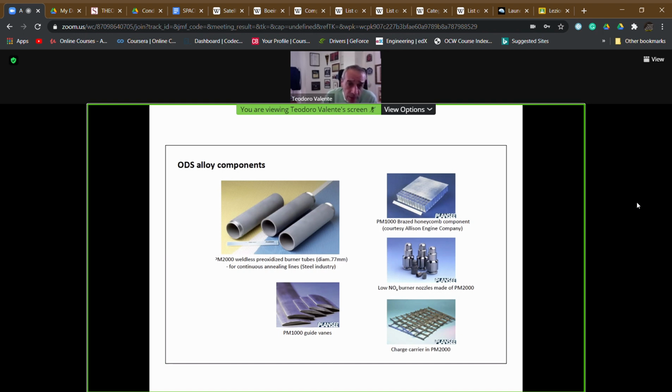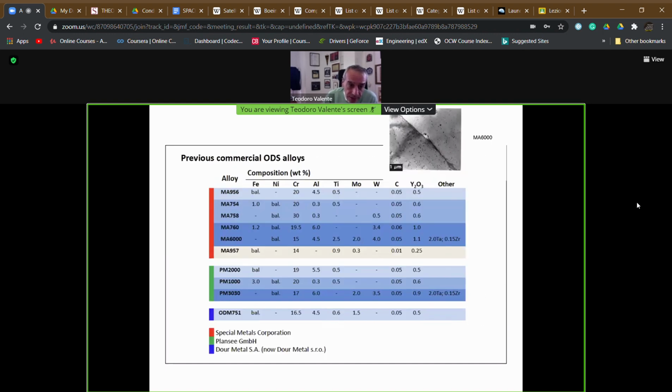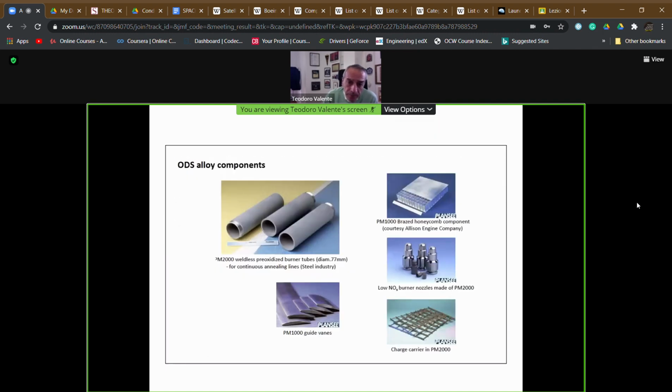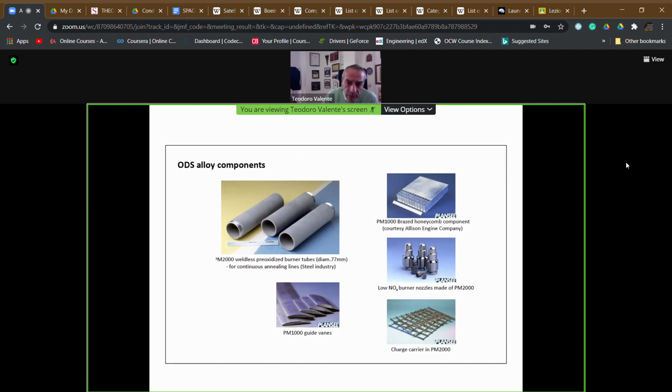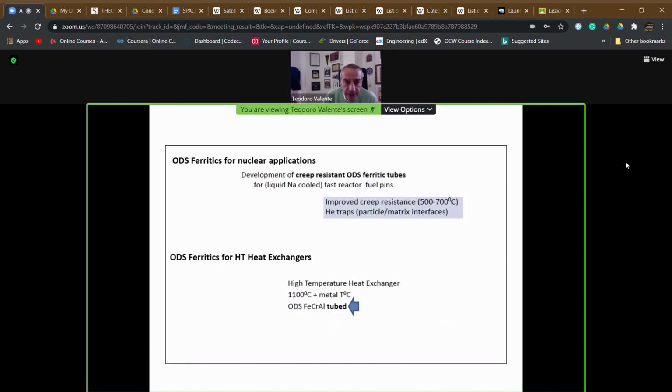For example, pre-oxidized weldless Barnett tubes, or honeycomb, or Barnett nozzles, or guide vanes, which are made of powders. You see the classification PM, which is reported here in the slide that I have already shown to you. This is a combination of iron and nickel base. Just to give you the idea that some applications do exist also for the nickel-based ODS superalloy, but not essentially in the field of blades.